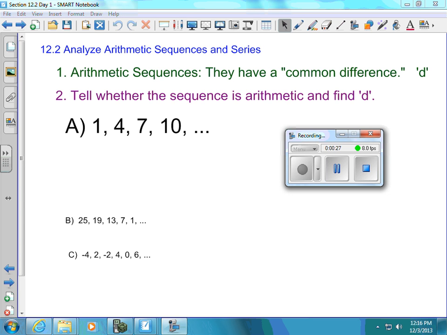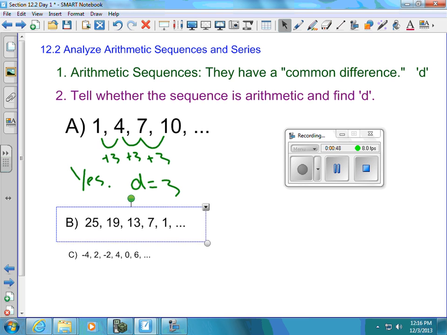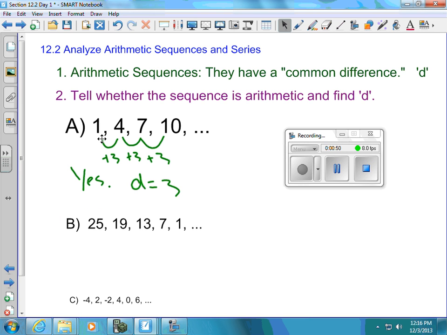To find out if a sequence is arithmetic or not, we simply look and see, is there something that we add over and over again to get the next value? Here, we're adding 3 from value to value. So yes, this is arithmetic, and d is 3. In this set of numbers, we subtract 6 every time. Even if we're subtracting, it's adding a negative, so yes, and d equals -6.